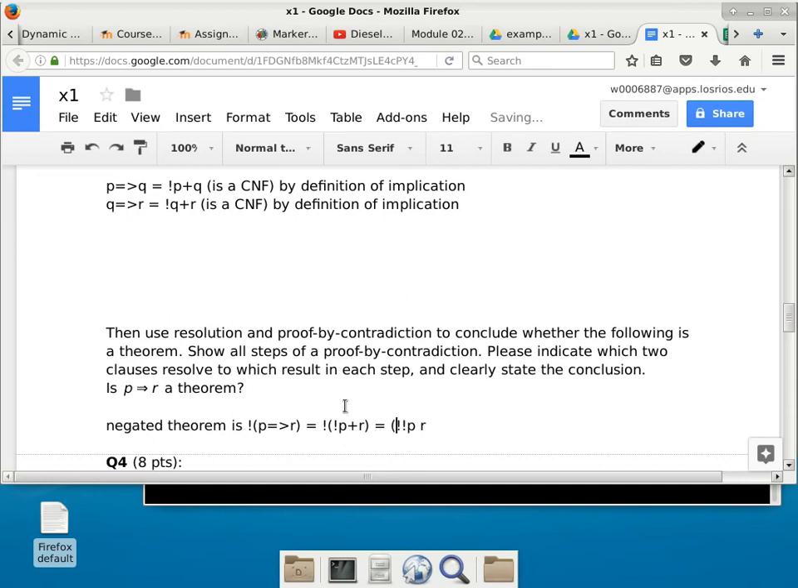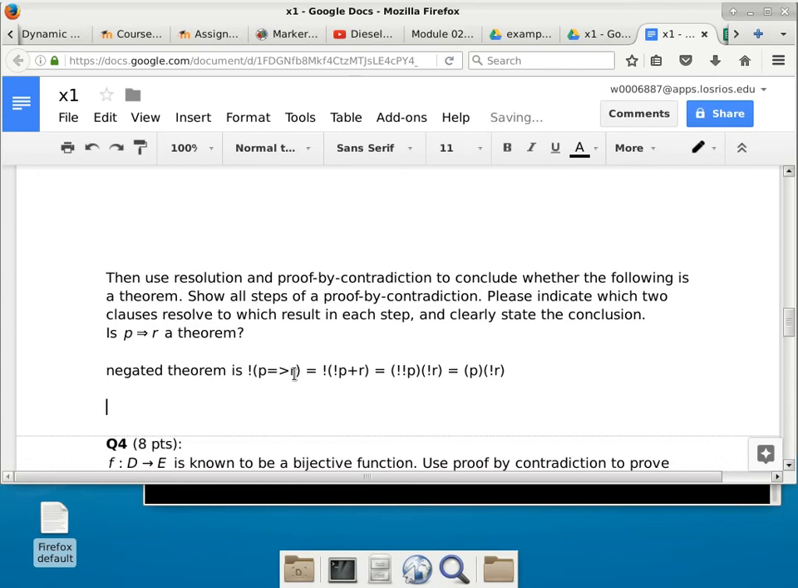I would use parentheses here. And then you also know that double negation cancels out. Oops, I'm missing a not R here, because De Morgan's law is distributing the negation inside. So now you have basically just P as one clause and then not R as the other clause.